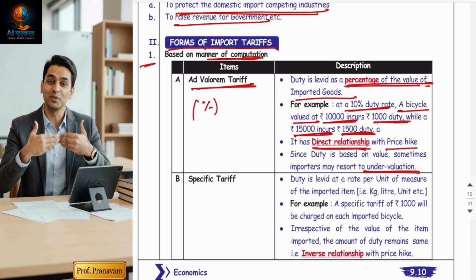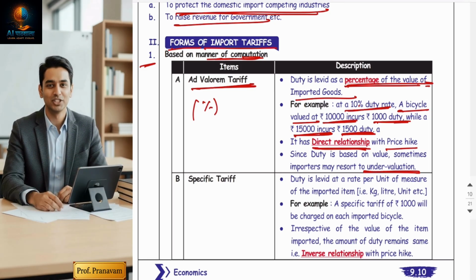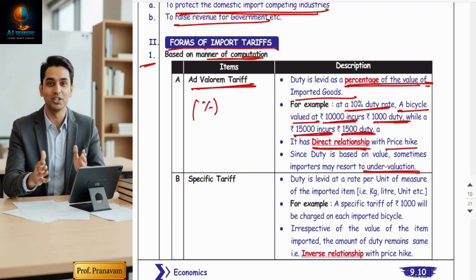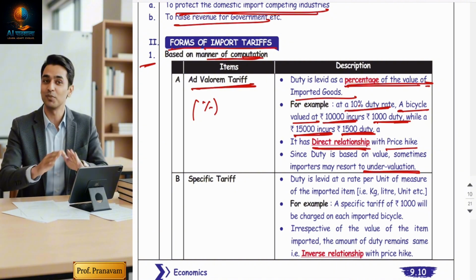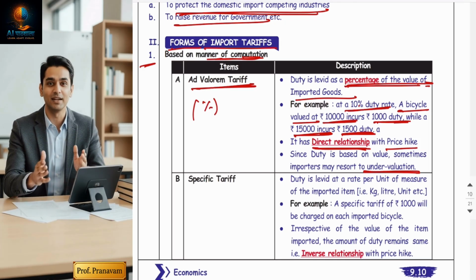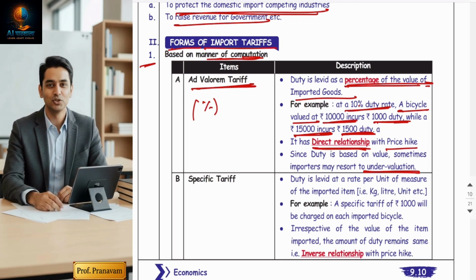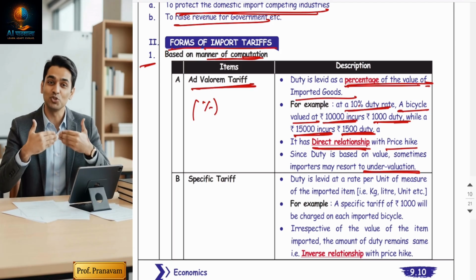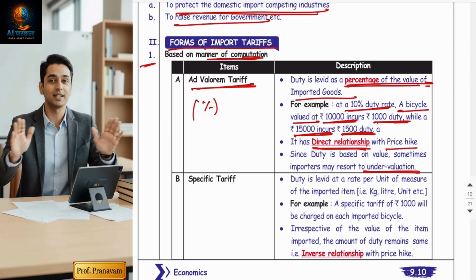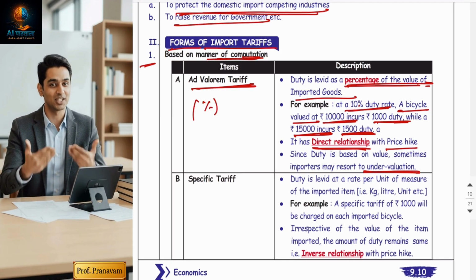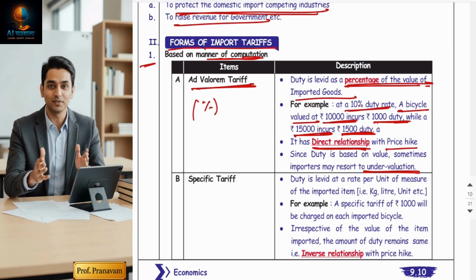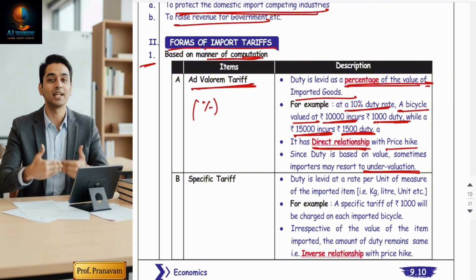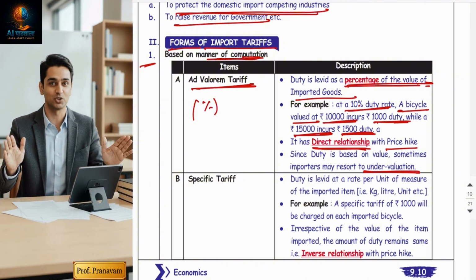For example, if an importer is importing goods worth 1 lakh rupees, a 10% duty would be 10,000. So what will they do? They will purchase 1 lakh rupees worth of product from the foreign country, but the billing will be undervalued. They will tell the exporter to bill it at 50,000 rupees. They will make the payment of 1 lakh only, but the duty can be saved. So undervaluation is the major problem, one of the only problems of ad valorem tariff.